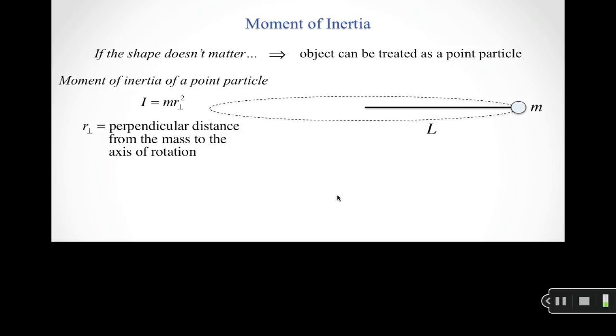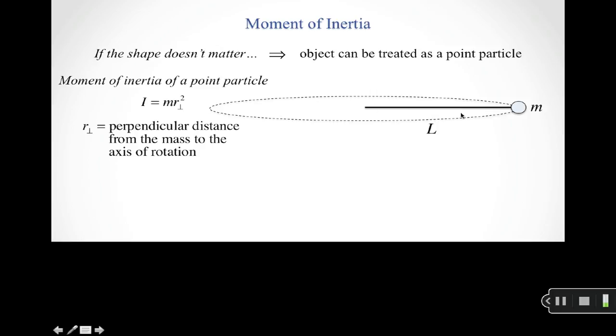So if the shape doesn't matter, let's start there. Largely, if the shape doesn't matter, that means either you've got point particles or you can treat things as point particles. The moon is clearly not a point particle, but if what I'm interested in is the moment of inertia of the moon as it orbits the Earth, I can treat the moon as if it were a point particle. My equation for calculating the moment of inertia, or rotational inertia, of a point particle is given right here. I, our moment of inertia, is equal to mass times r perp, the perpendicular distance from the mass to the axis of rotation, and that gets squared.